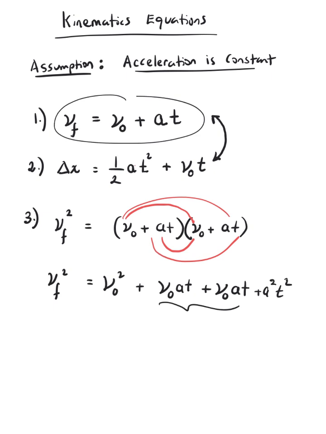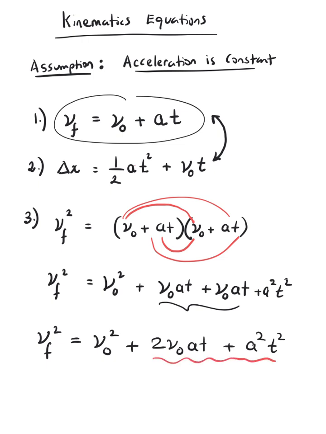Okay, now these two can combine. Those are the exact same term. So I could simplify this and write this as V final squared is equal to V initial squared plus 2 times V naught times AT plus A squared times T squared. So I'm going to focus my attention on these last two terms here.